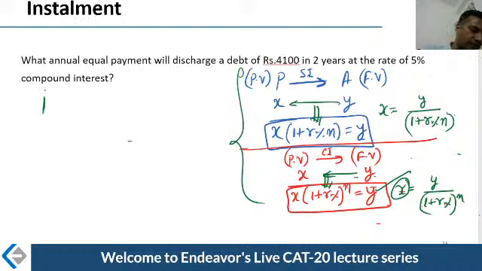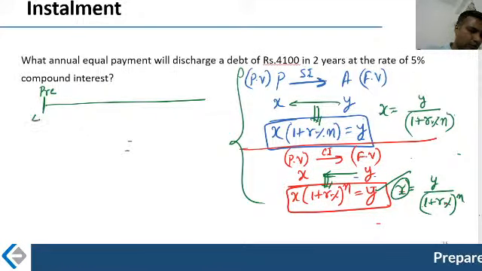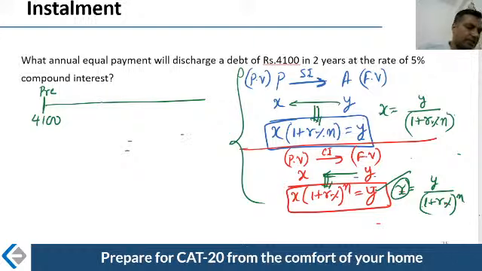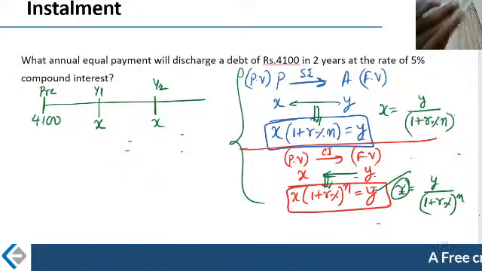Say this is the present. In the present, somebody has taken a debt. What is the debt taken here? 4,100 rupees. That's the debt which is taken. So now you are promising that at the end of the first year, I will pay you a money called X. He also said that at the end of the second year, I will pay you the same money X. Thereby, I discharge the debt.